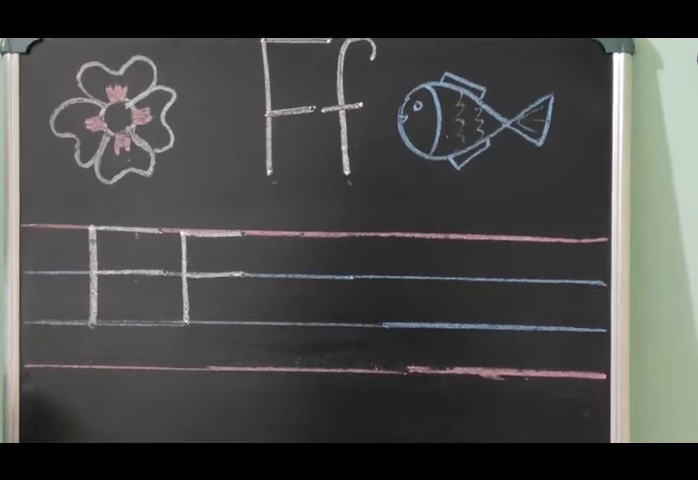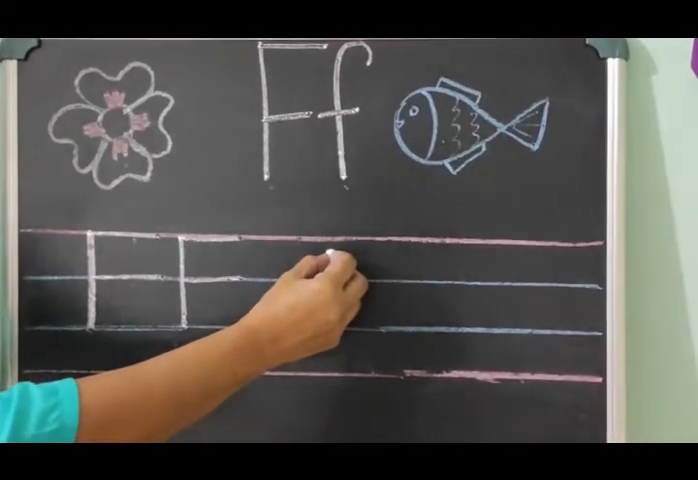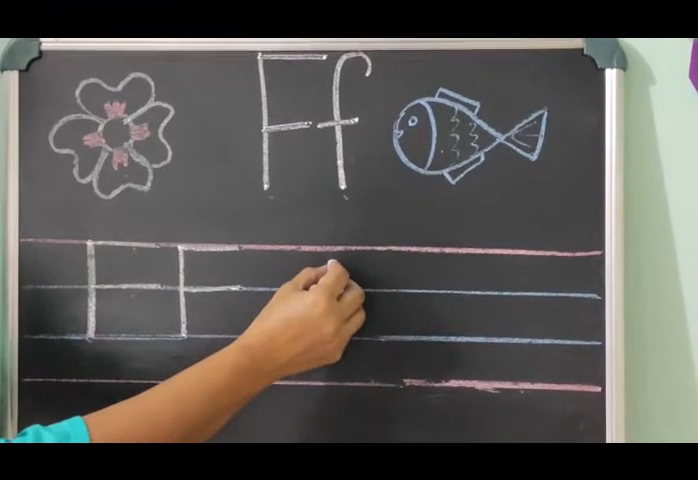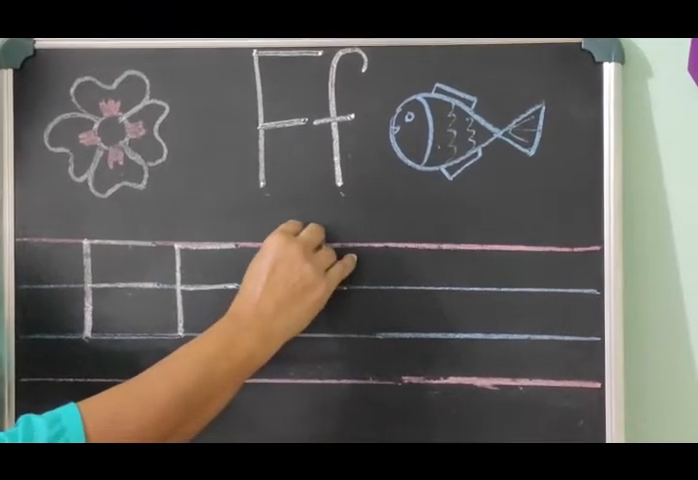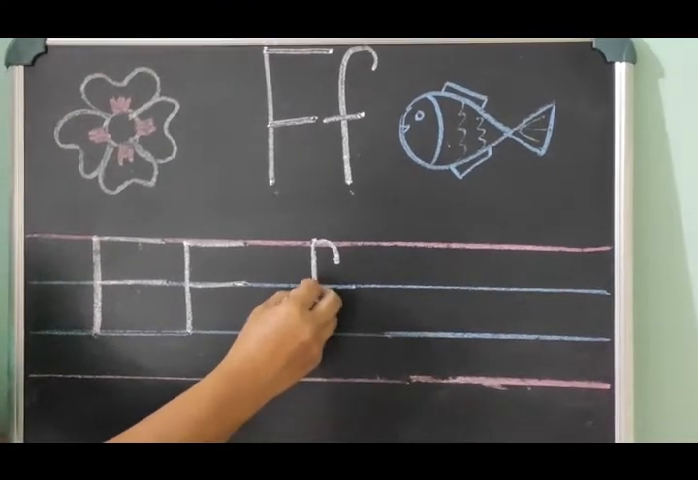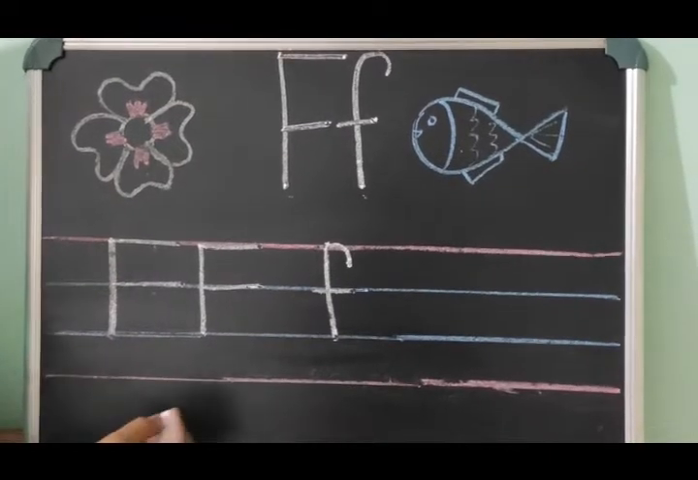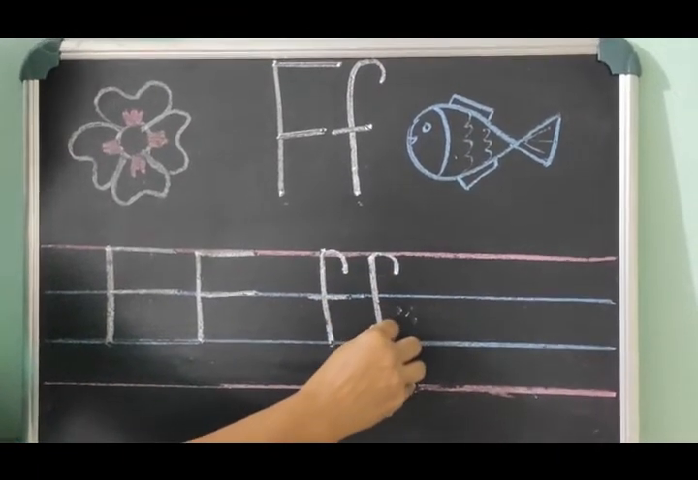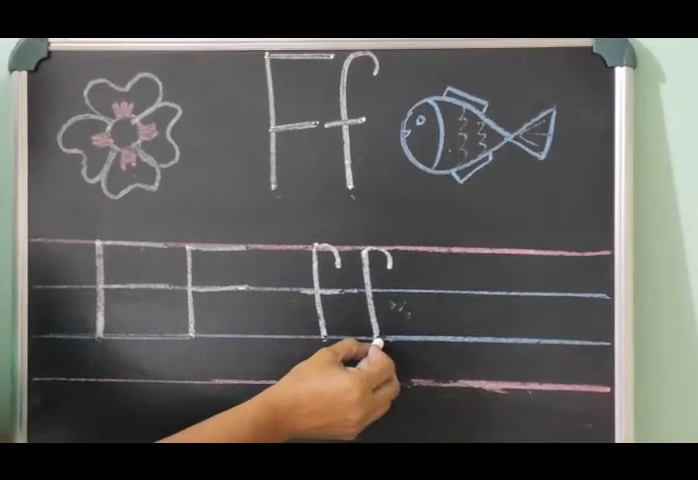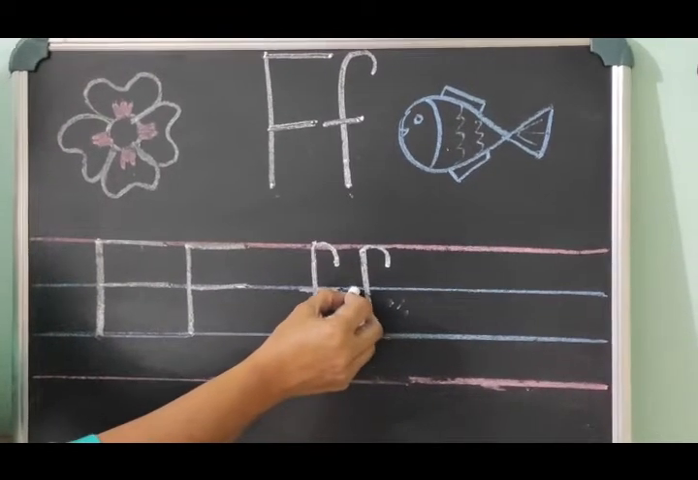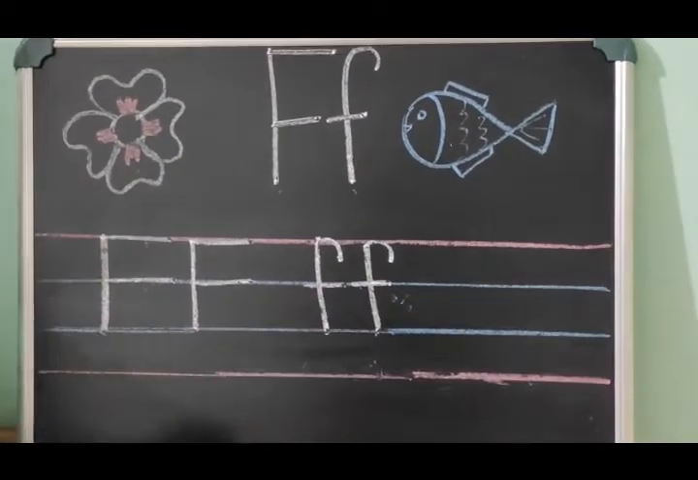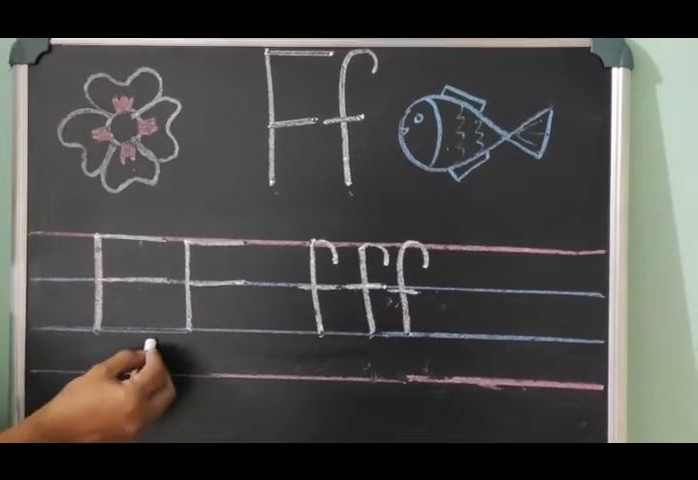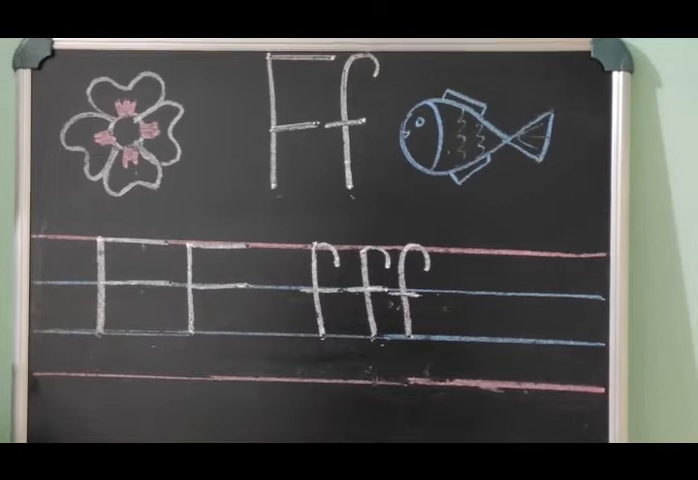Now let's learn small letter F. You have to start from the middle of the pink line and the blue line. Make a curve, stop, then a standing line from the pink line to the blue line. And write a sleeping line on the blue line. F. Please practice writing capital letter F and small letter F in your book.